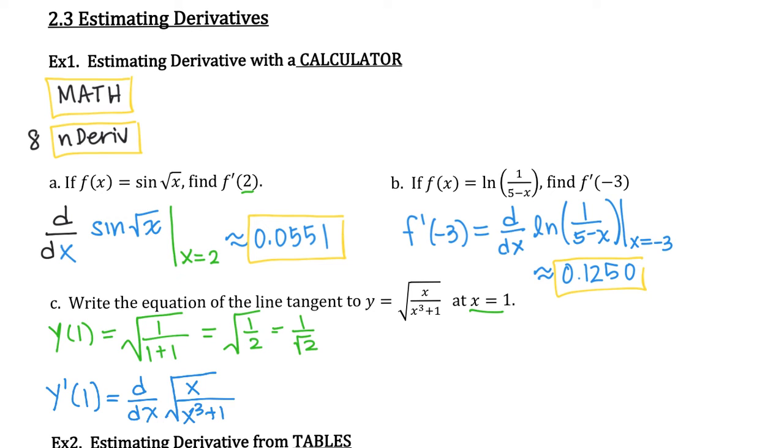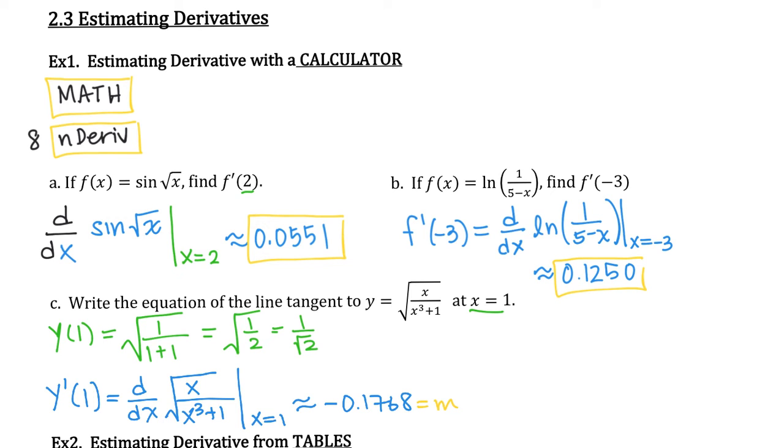Okay, and because I'm using calculator language, I'm going to evaluate this at x equals 1. Okay, and then my calculator is going to give me negative 0.1768. Okay, so that's my slope.